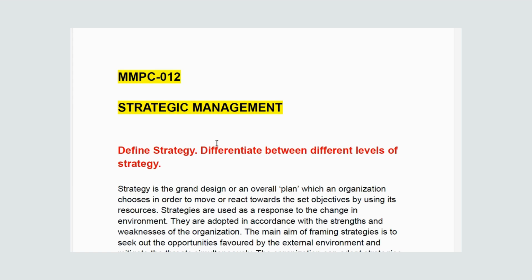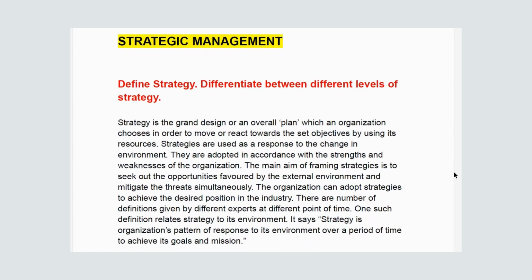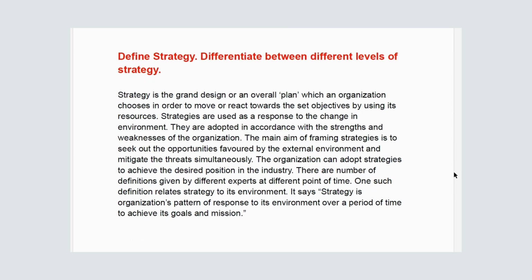Okay, so strategies are adopted in accordance with the strengths and the weaknesses of the organization. The main aim of framing strategy is to seek out the opportunities favored by the external environment and mitigate the threats. With the help of effective strategic management, we can reduce the impact of risk that the organization may face in the future. The organization can adopt strategies to achieve the desired position in the industry. There are a lot of definitions in our text. One of them: strategy is the organization's pattern of response to its environment over a period of time to achieve its goals and mission.